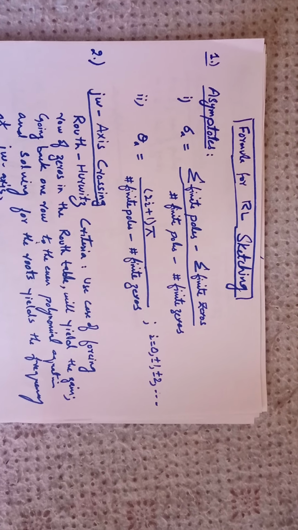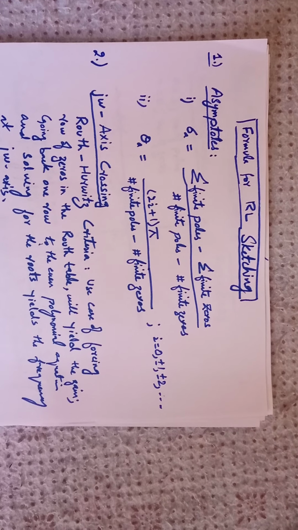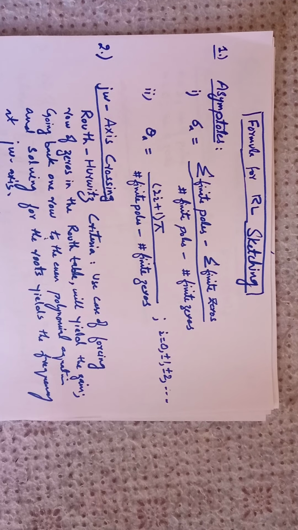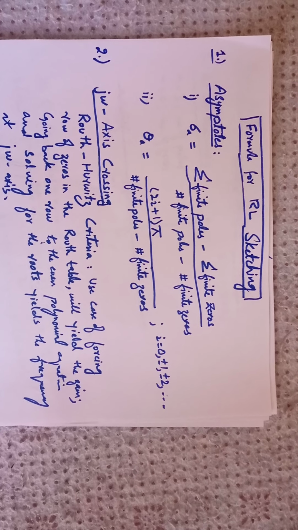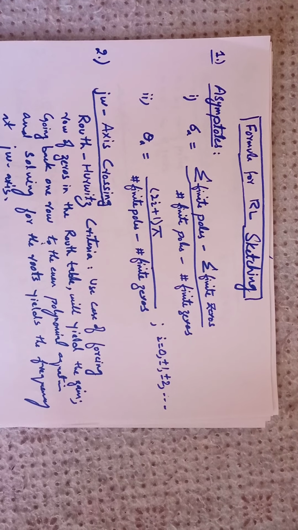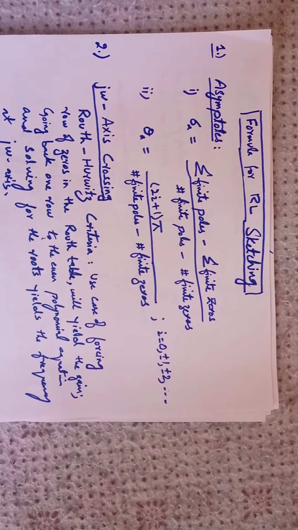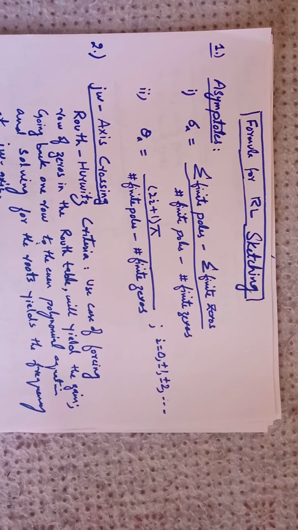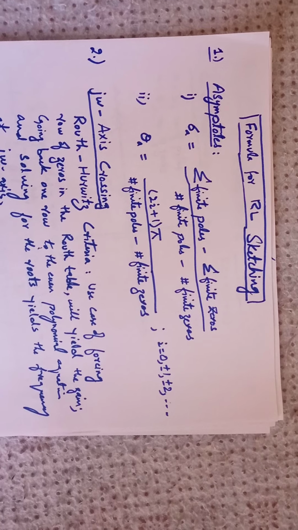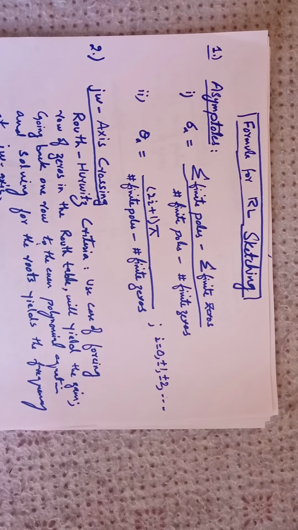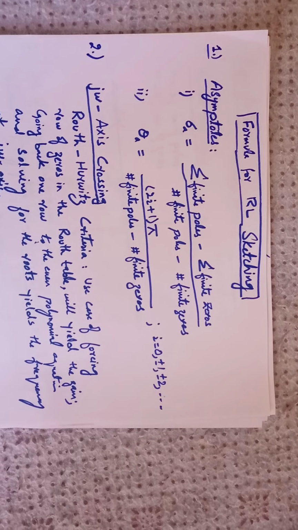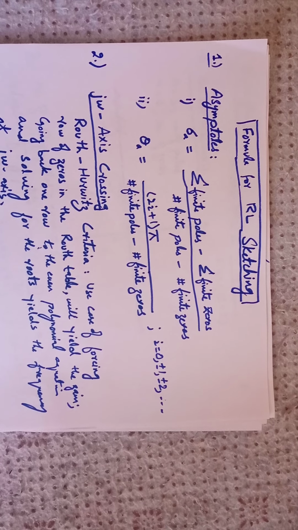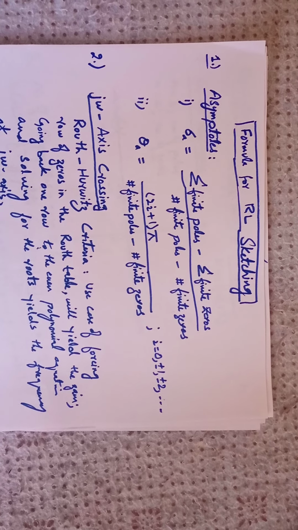Today we go through the formulas for root locus sketching, and this is very important. I just wrote the formulas that we need before sketching an accurate root locus. The first formula is the asymptotes. If you remember, last time we discussed what asymptotes are. Asymptotes tell us about the branches of the root locus that go to infinity.